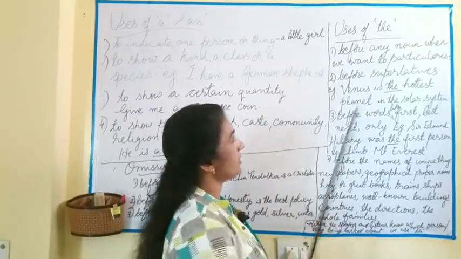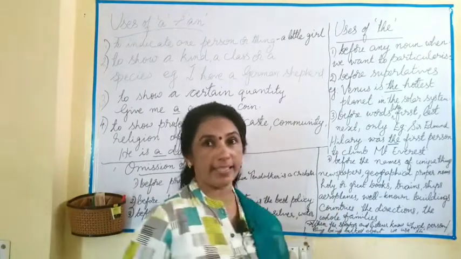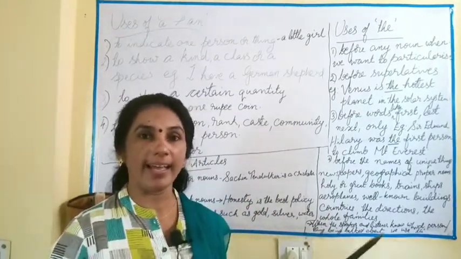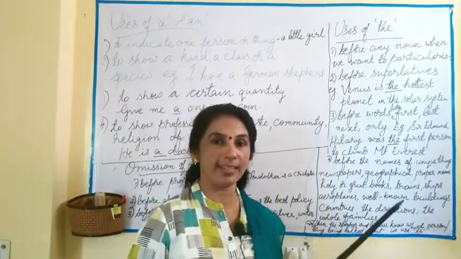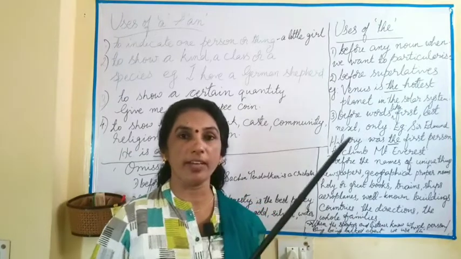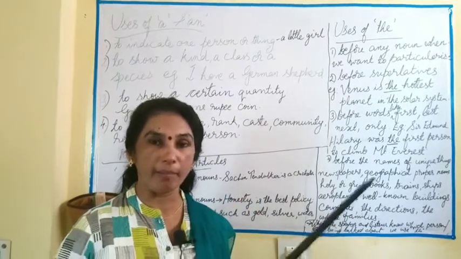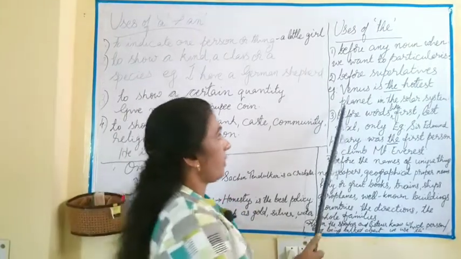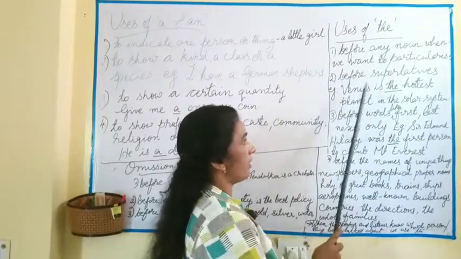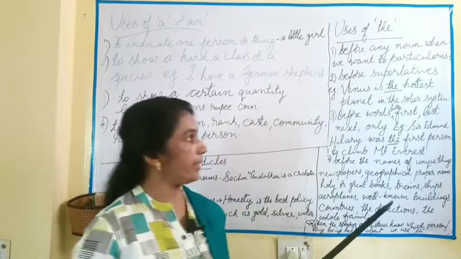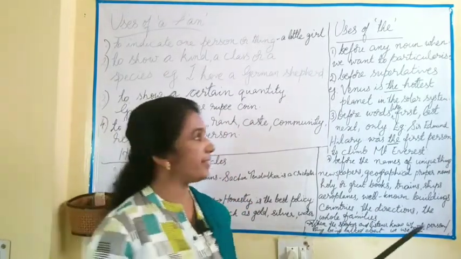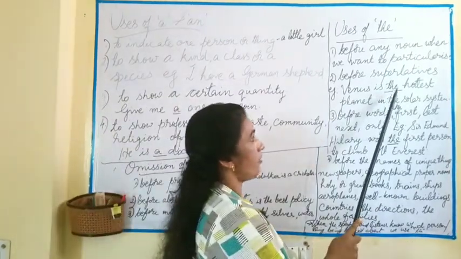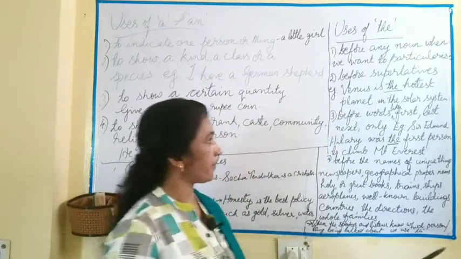Next, we use the before superlatives. We have already learned adjectives and degrees of comparison, and we have learned that when we use superlative degree, we must use the before the adjective. For example, Venus is the hottest planet in the solar system. Here we use the definite article the.